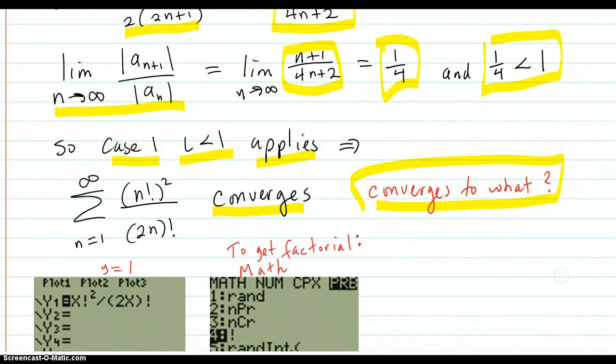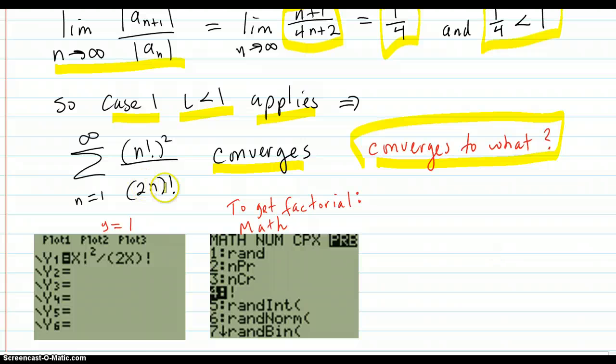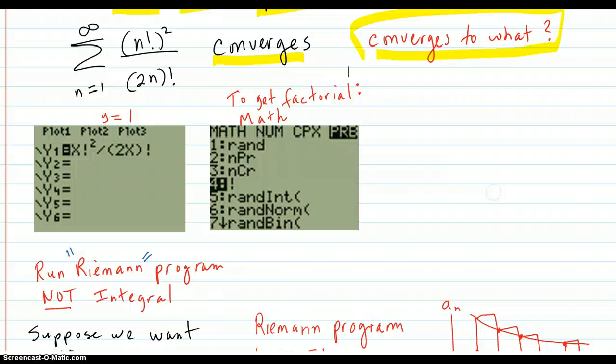That was just the limit of the ratios. That's not what this series sum adds up to. It's a completely different thing. We want to know what this sum adds up to. So we use our Riemann sum program.